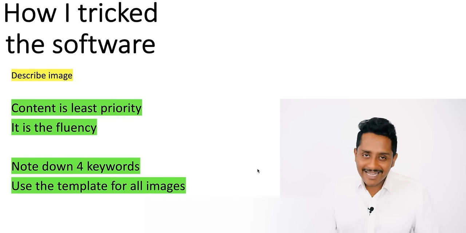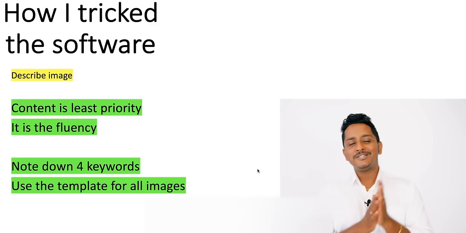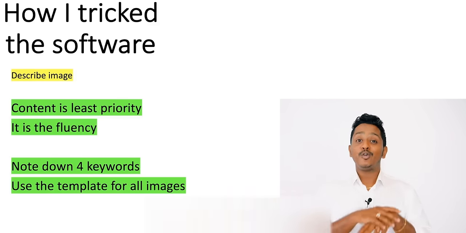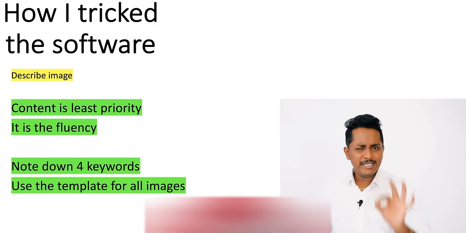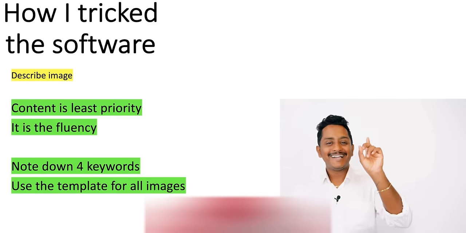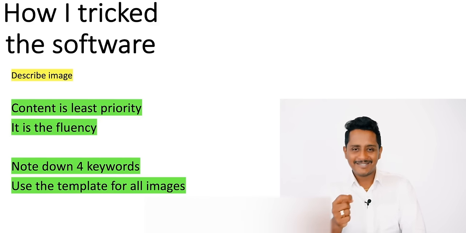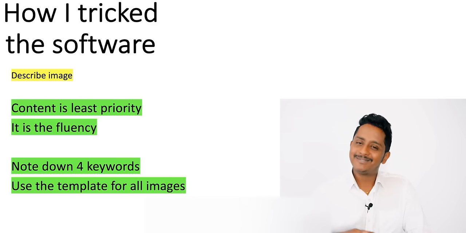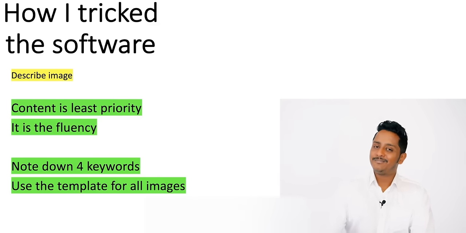All right, we move to describe image. Which template is working? How to give keyword? Maximum, minimum? I'm not understanding. Content, no marks. Least priority. Yeah, the content is very least marks given here, not like read aloud, not like repeat sentence, it's almost nil. Content is not given priority.